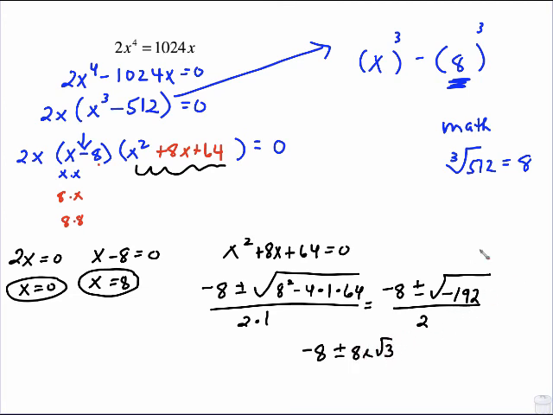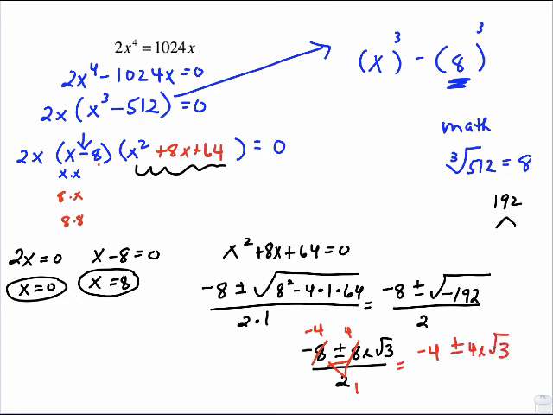I leave it to you to do the factor tree on 192. You can do that on your own. And the i came out because it was the square root of a negative, all over 2. And we're going to do our triangle trick on this. Divide by 2. 2 into negative 8 is negative 4. 2 into 8 is 4. And 2 into 2 is 1. So that gives me negative 4 plus or minus 4i times the square root of 3.